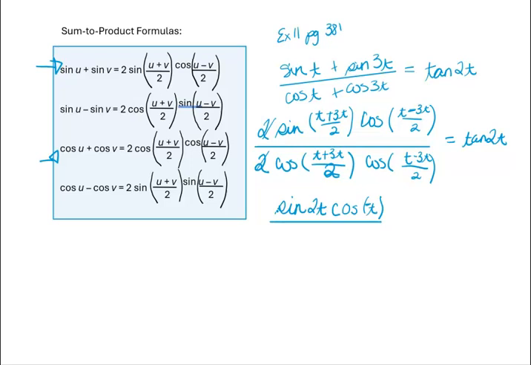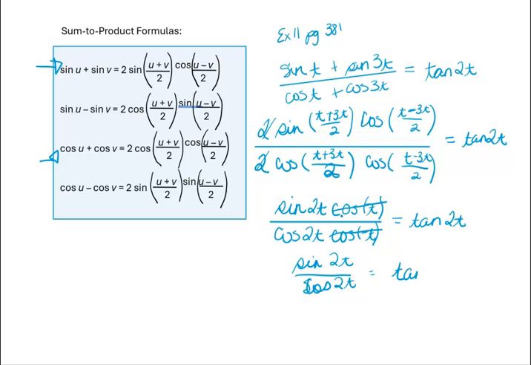Now my denominator simplifies to cosine 2t times the cosine, the same math, of negative t. And that should all be equivalent to tangent of 2t. Because I have common factors in my numerator and denominator of cosine of negative t, I can cancel those out. And I'm left with sine of 2t divided by the cosine of 2t. And sine over cosine is equivalent to tangent of 2t, so I have verified this identity.